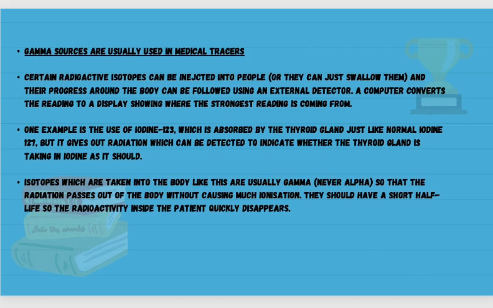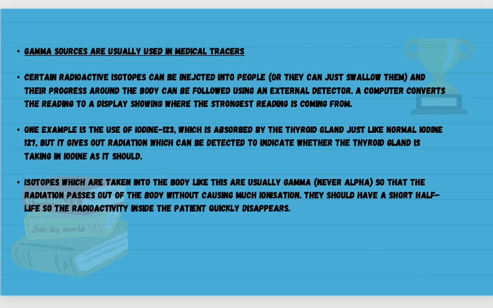One example is the use of iodine-123, which is absorbed by the thyroid gland just like normal iodine-127. But it gives out radiation, which can be detected to indicate where the thyroid gland is taking in iodine as it should.